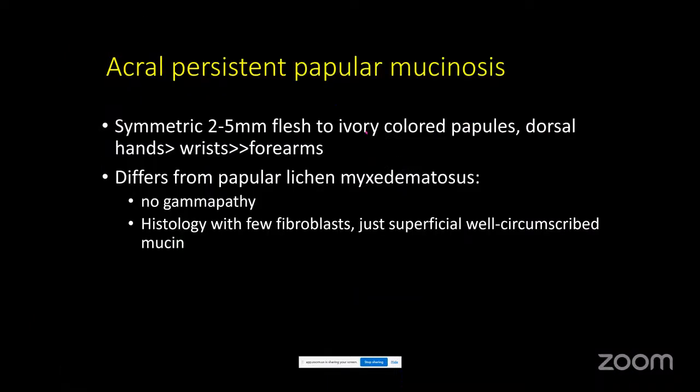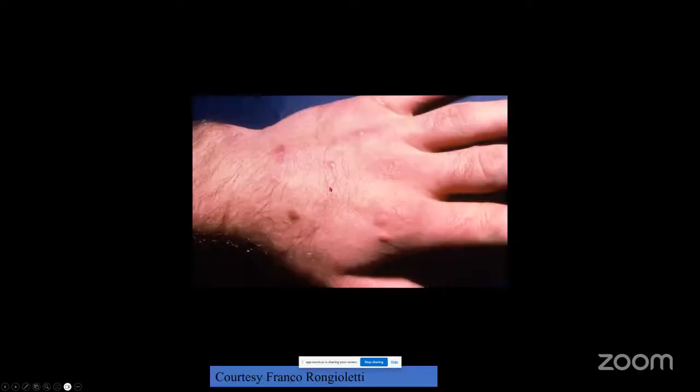So acropersistent papular mucinosis, you have sort of the scleromyxedematous changes, but these more solitary-appearing papules, usually on the dorsal acral sites like hands, wrists, forearms. And these patients, even though they don't have the diffuse sclerosis, they don't have gammopathy, and it tends to be well circumscribed, more just mucin, not so much in the way of fibroblasts. So it's still grouped in the same category, but it is a little different histopathologically.